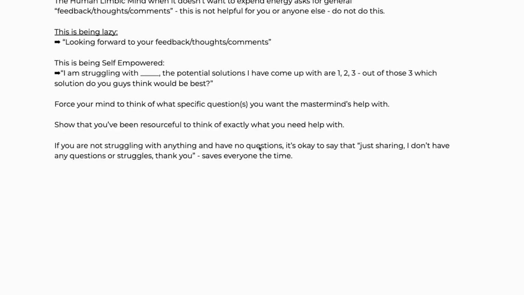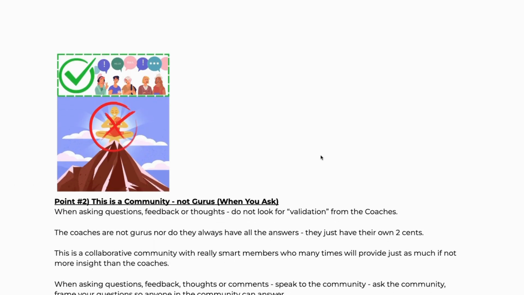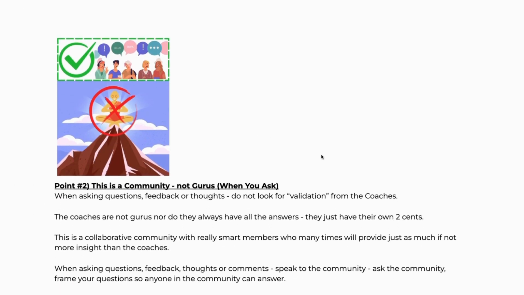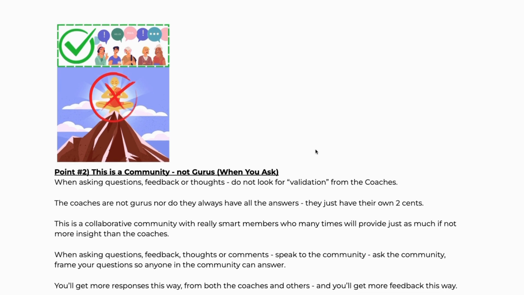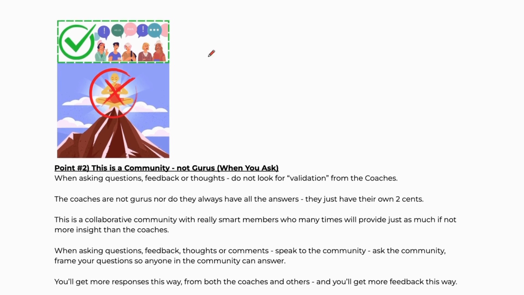Let's go ahead and talk about important point number two, which is this is a community, not a guru on the mountain, okay? So when you do ask, right? The first one we talked about is when you ask, make sure you do empowered asking, okay? And then also when you're asking, you are not asking the coaches, and there are no gurus on the mountain here, okay? We are a collaborative community, okay? And so it's all about this, not this, okay? And so when you're asking for feedback, you're doing it via the empowered method that you just learned, okay?